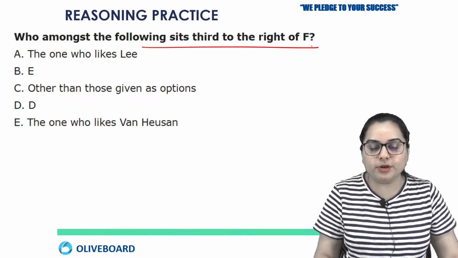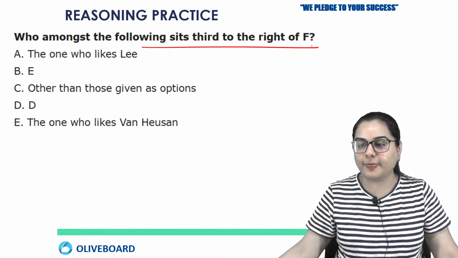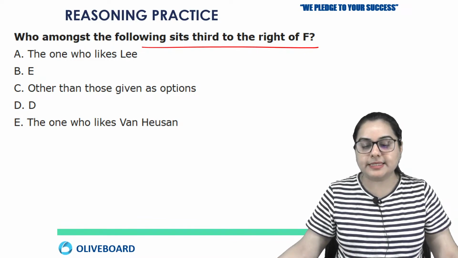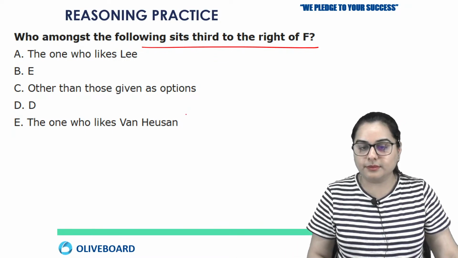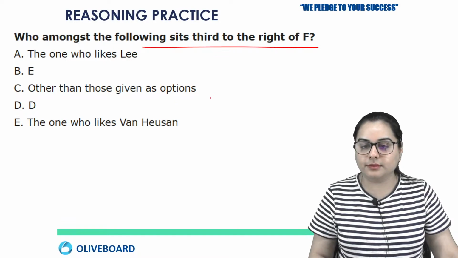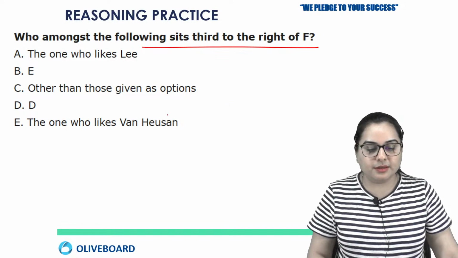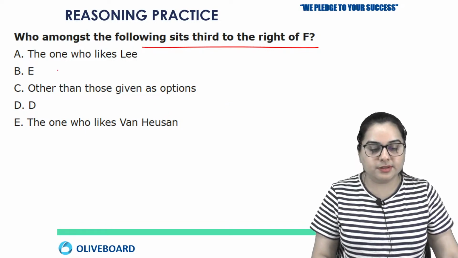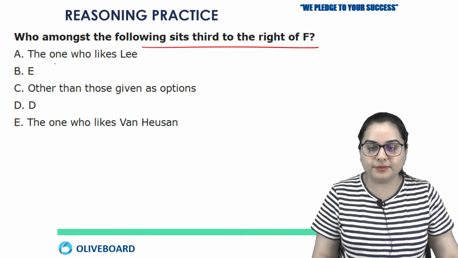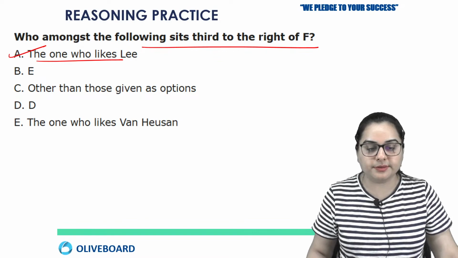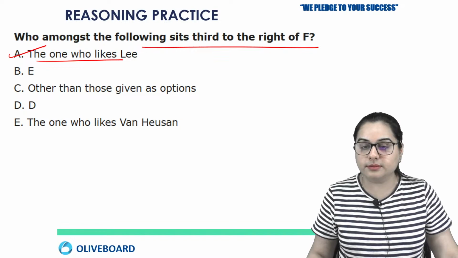Now who among the following sits third to the right of F? This you have to answer me. So the answer here will be the one who likes Lee. That is option number E, right? Okay, students, kindly confirm me. Is this clear to you all?